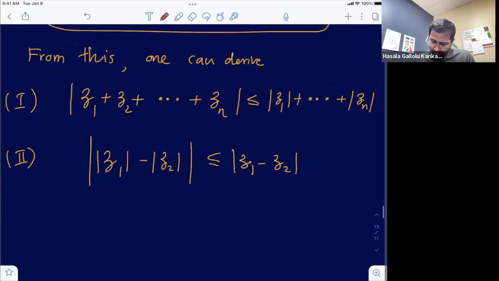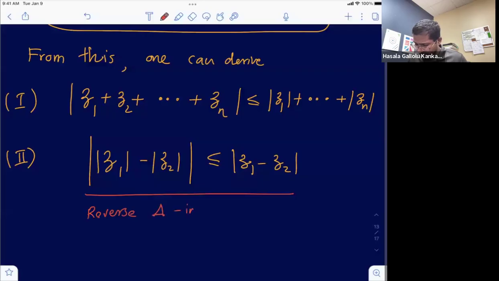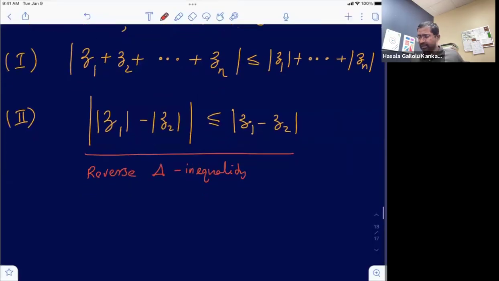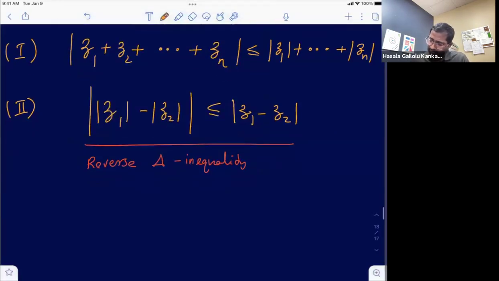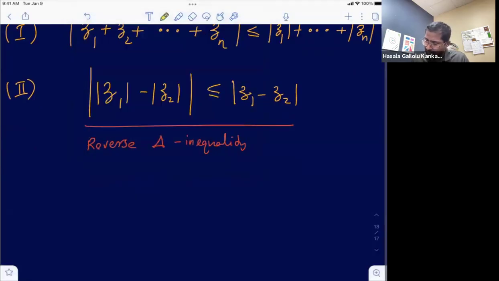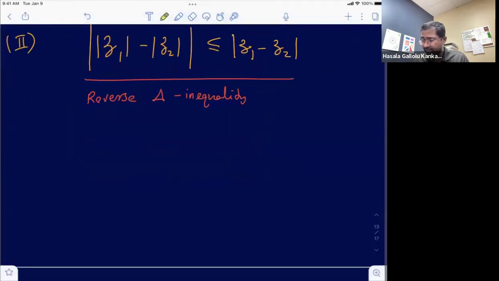And then one more frequently used form of the triangle inequality is the reverse triangle inequality, which can be directly derived from the triangle inequality itself. How can we do that? Now, since we want to have some kind of rigorous mathematical reasoning background here, let's do this. Let's have a quick proof.